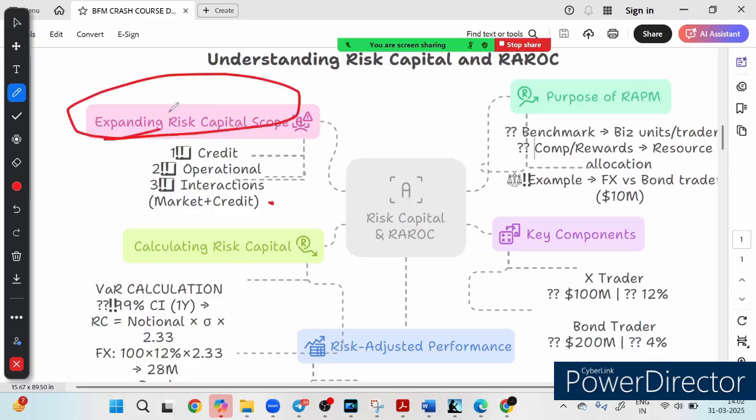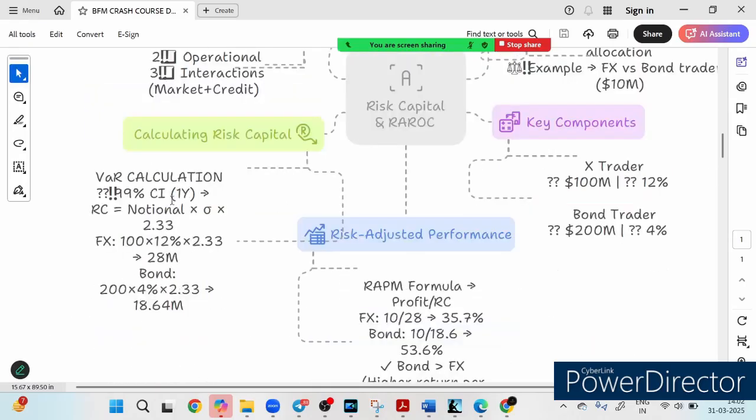So basically, risk is not just about credit. Banks must also consider credit risk, which is the possibility of a borrower defaulting, operational risk, which is the losses from failed internal processes, and the interaction between market and credit risk, like how market fluctuation impacts lending. So this is the expanded risk capital scope. Now let's look at how banks calculate the risk capital.